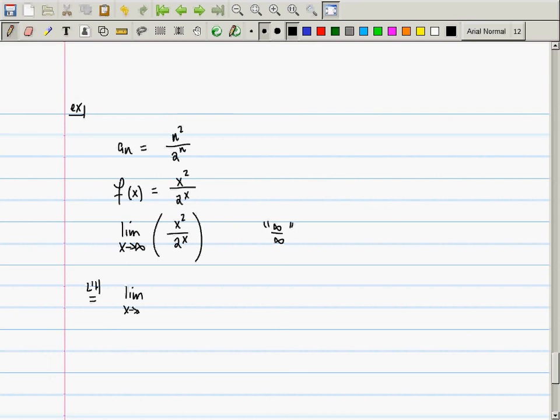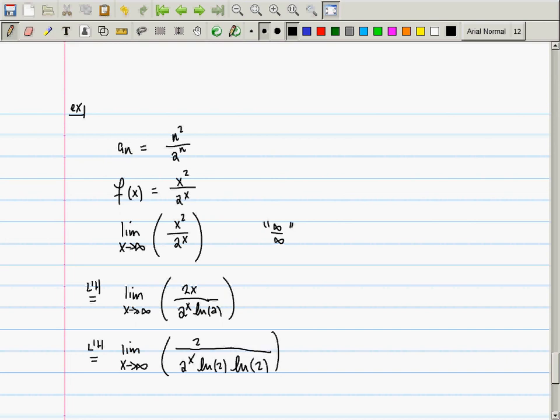So the limit as x goes to infinity of 2x over, now who remembers the derivative of 2 to the x? Yes, 2 to the x log of 2. So this is still indeterminate, so now what? Let's take it to the hospital again, back to the emergency room with you. Then this is 2 over 2 to the x (log 2)squared. Now the numerator is a constant, the denominator goes to infinity, so the whole thing goes to zero. Fantastic. Any question about this one?